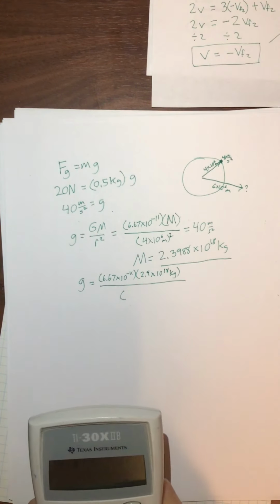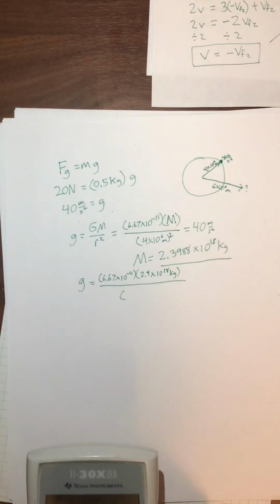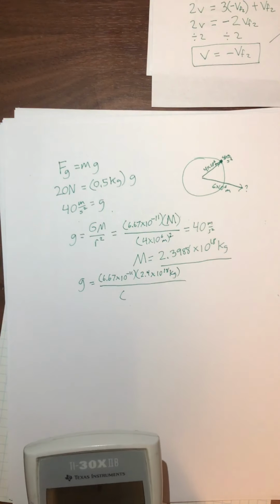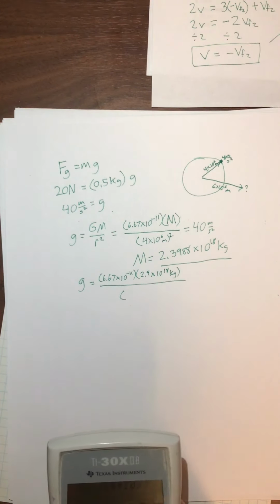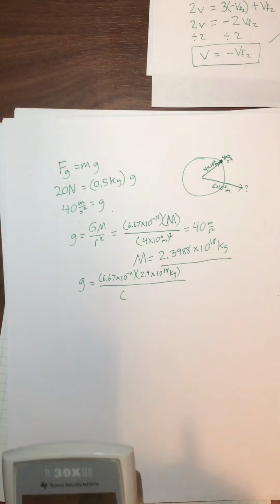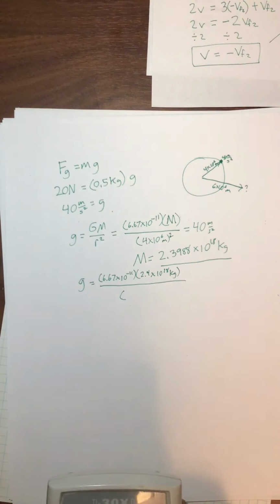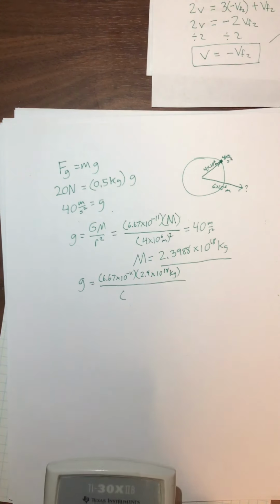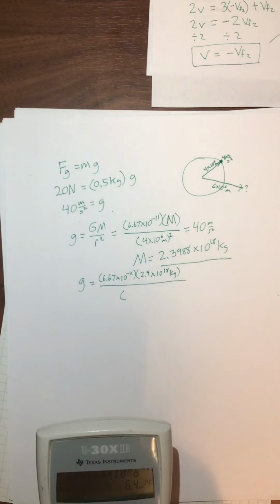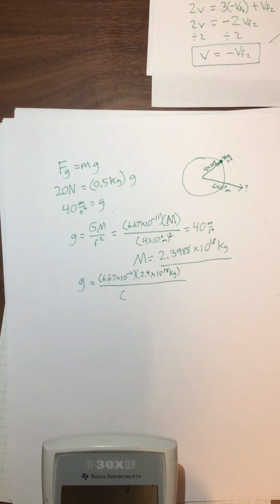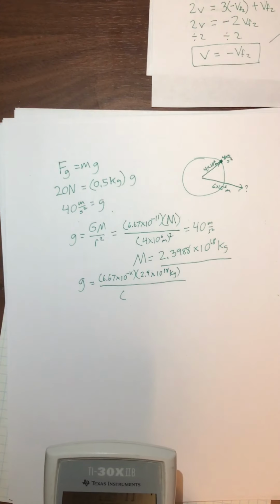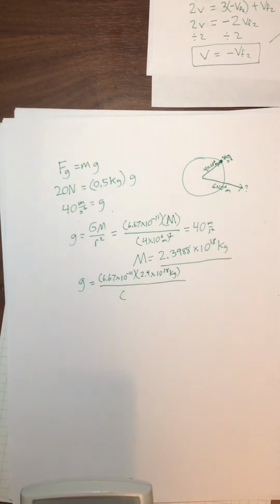So 6.67 times 10 to the negative 40 divided by 4 times 10 to the 6 squared, and then, no, it's multiplied. So 40 multiplied by 4 times 10 to the 6 squared, and then divided by 6.67, and then divided by 10 to the negative 11. I gotta redo this part.